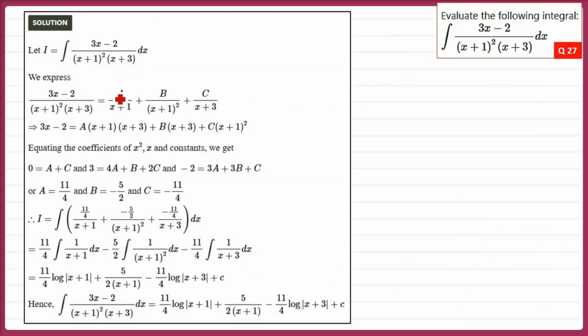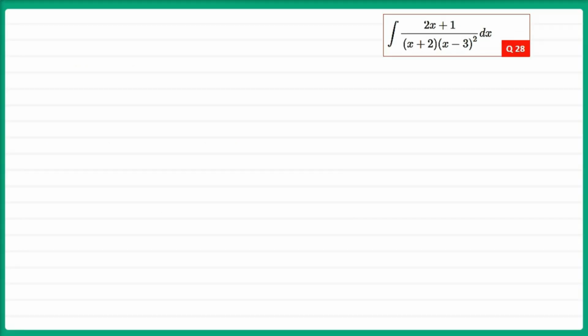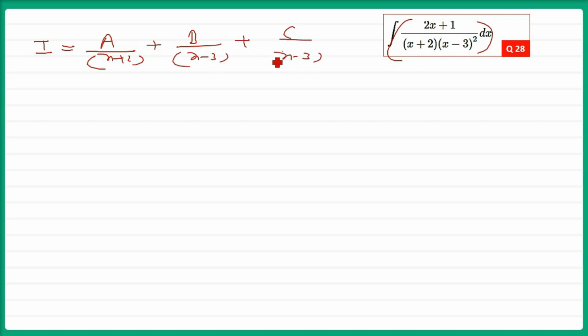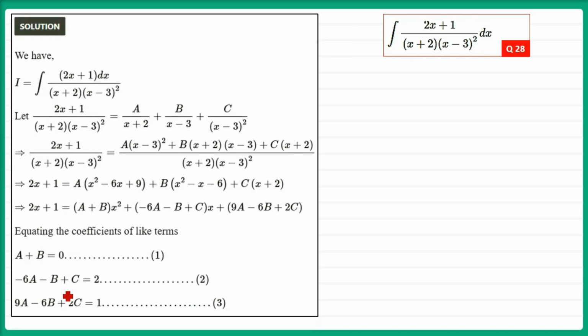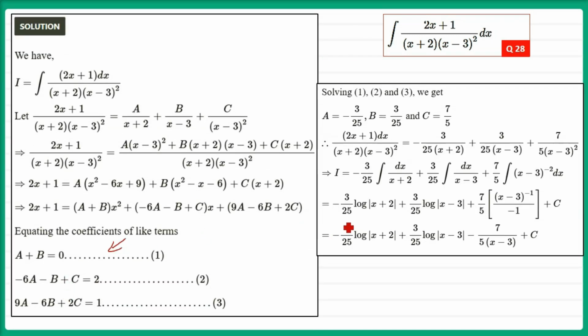So this was a different kind of question, but if you have understood this question, the later questions are like this only. So 2x plus 1 divided by x plus 2 times x minus 3 whole square. How are we going to write this? Let me tell you, because this is the core of how to write this. We can write it like this: a divided by x plus 2, then we have b divided by x minus 3 and plus c divided by x minus 3 whole square. So this is how it will be done. Alright, the equation solving is the key.